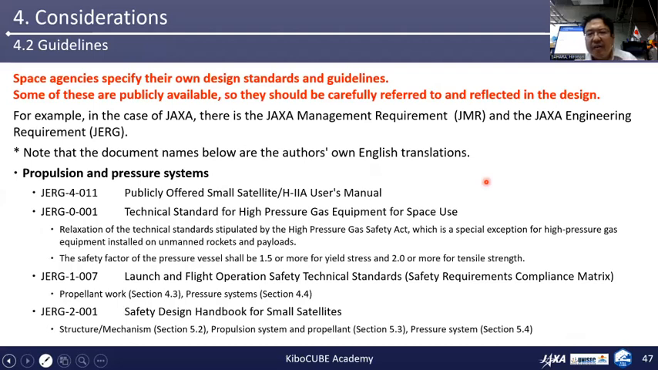Space agencies specify their own design standards and guidelines. Some of these are publicly available, so they should be carefully referred to and reflected in the design. For example, in the case of JAXA, there is the JAXA Management Requirement, JMR, and the JAXA Engineering Requirement, JERG. Not all of JMR and JERG are available to the public, but many of them are available also in English. The following are some of the guidelines we have used in the past when launching our propulsion system on satellites.